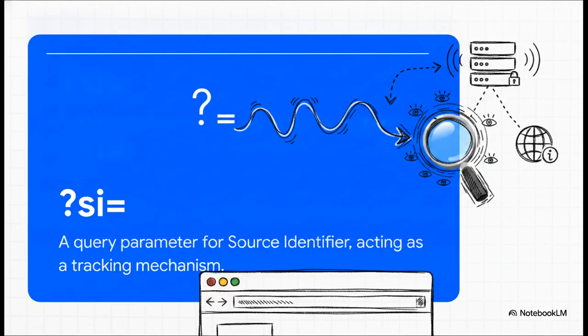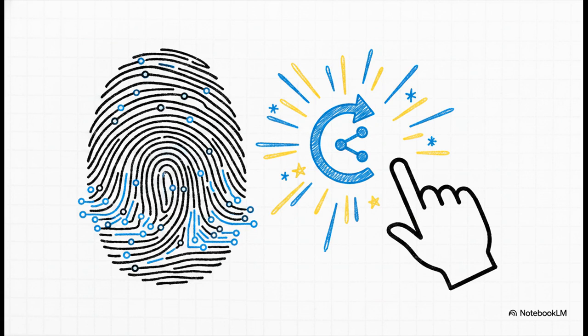Let's break it down piece by piece. That question mark? That is the web's universal invisible messenger. It tells the server, hey, hold on, the address is finished, but I have some extra instructions for you. It initiates a query string, and that si specifically stands for source identifier. It explicitly flags to the receiving server exactly where, how, or by whom this specific share originated. Which brings us to the payload itself. This 16-character alphanumeric string, starting with NIGK, is a highly unique signature appended to our source identifier.